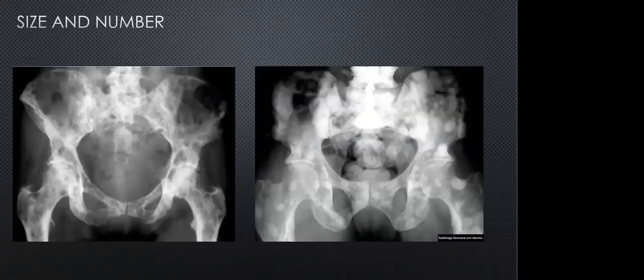Size and number. Primary bone tumors are usually solitary occurrences, while other abnormalities may be multiple. Multiple sclerotic or lytic lesions might represent metastatic disease or osteoporosis. Could be like multiple bone islands. The size of a lesion can also be a clue to its diagnosis, since some entities have size criteria.